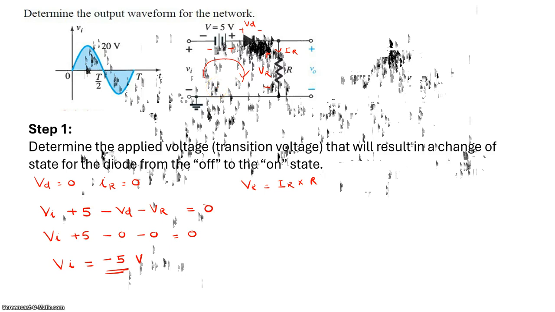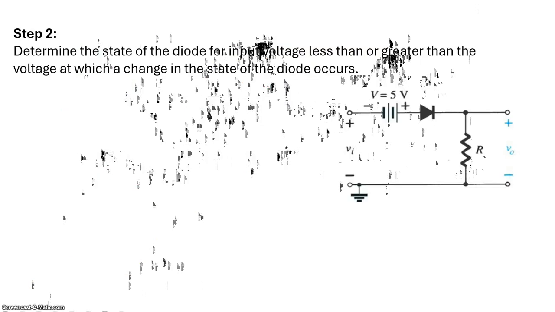Now, whether it is going to be on to off or off to on, that we need to find in step 2, depending on the orientation of the diode. So, in step 1, we are only finding at what point of voltage your diode is going to change its state. Now next, step 2. In step 2, we have to find in what state the diode is, whether it is on for the positive side or negative side of the input voltage.